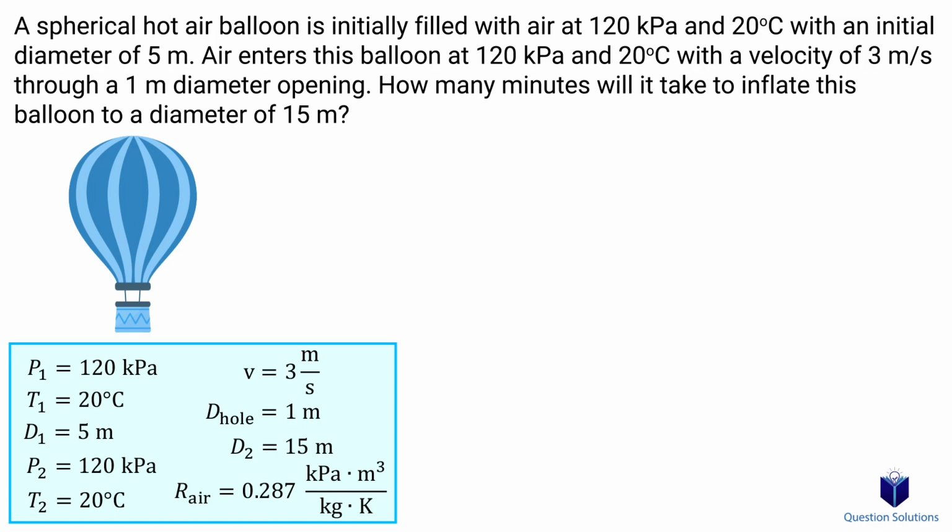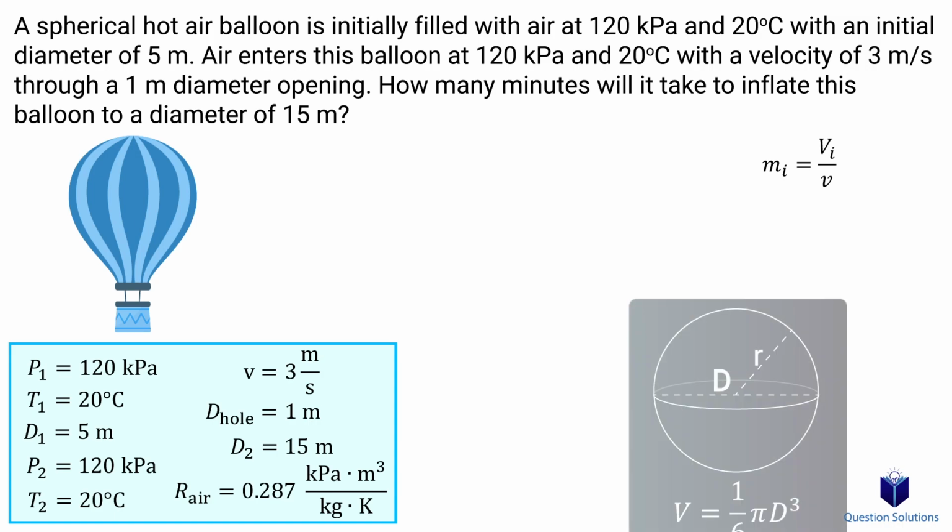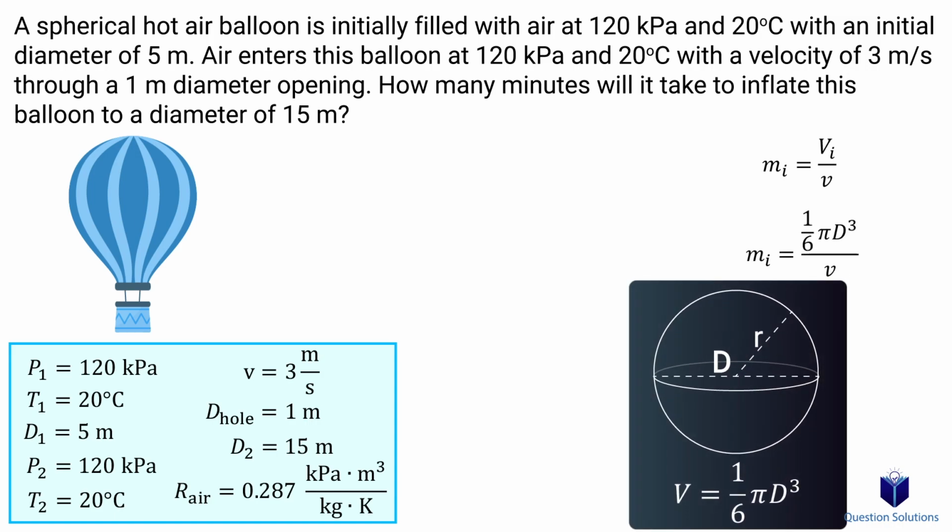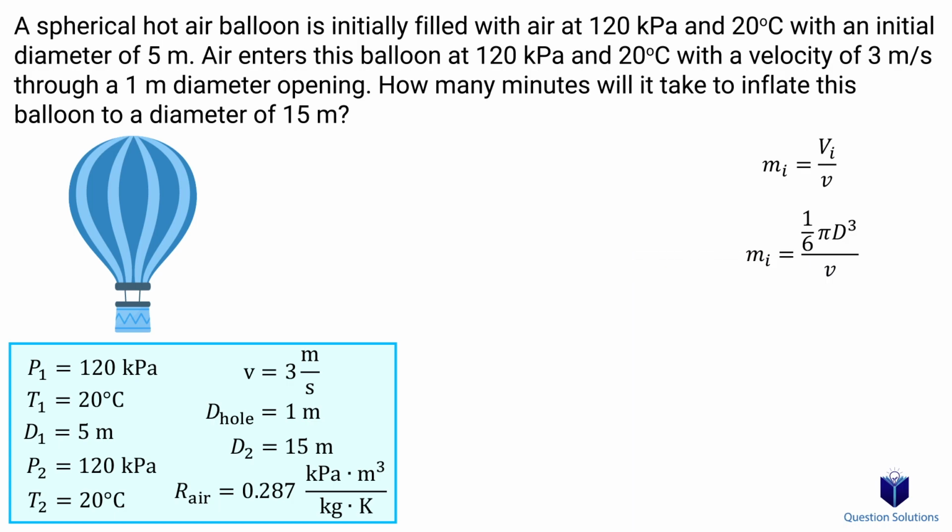Let's focus on initial mass. Mass is volume divided by specific volume. How do we figure out the volume of a sphere? We can use this equation. Now we do have the diameter, but we don't have the specific volume, so let's figure that out. Air at the given parameters acts like an ideal gas, so we can use the ideal gas equation to figure out the specific volume. Let's isolate the equation.